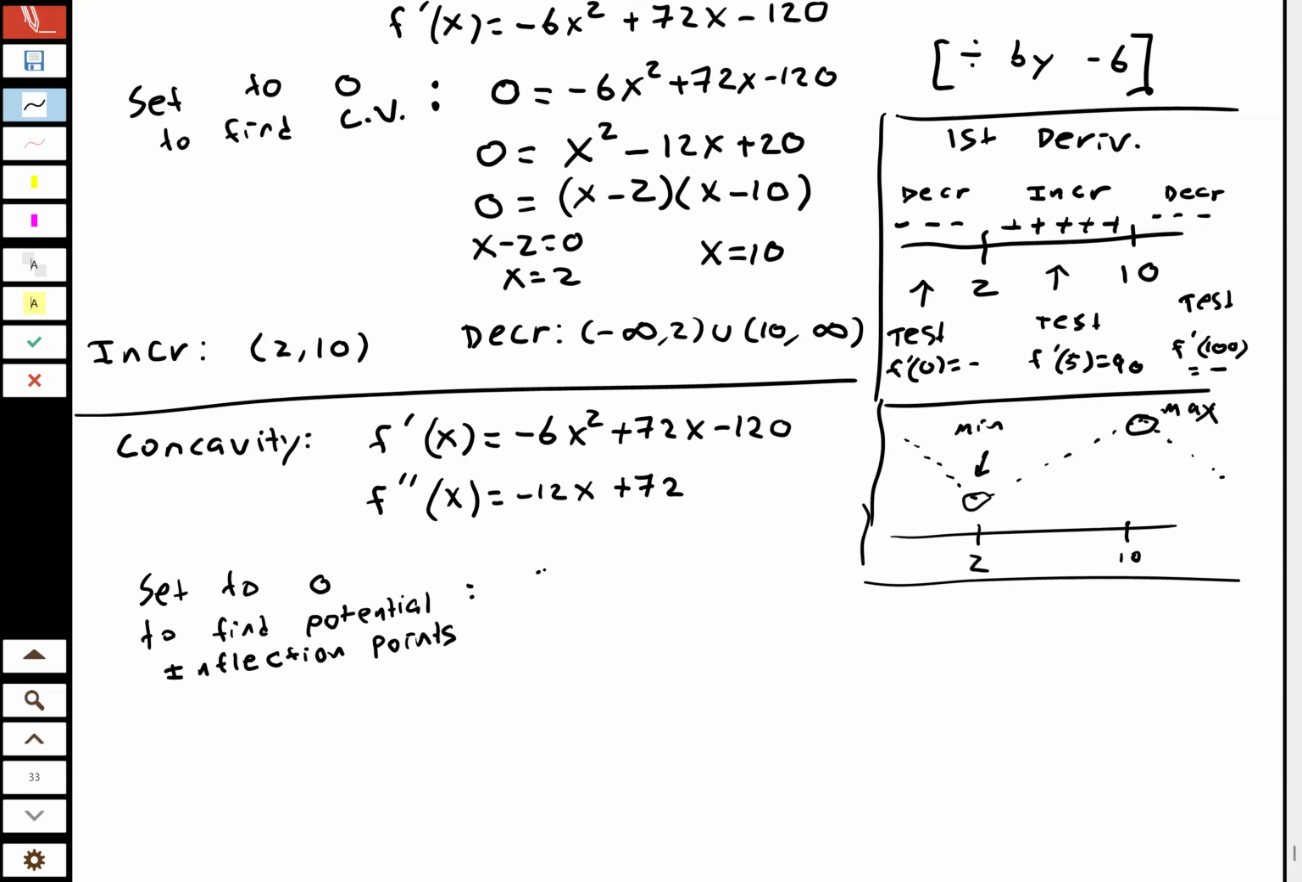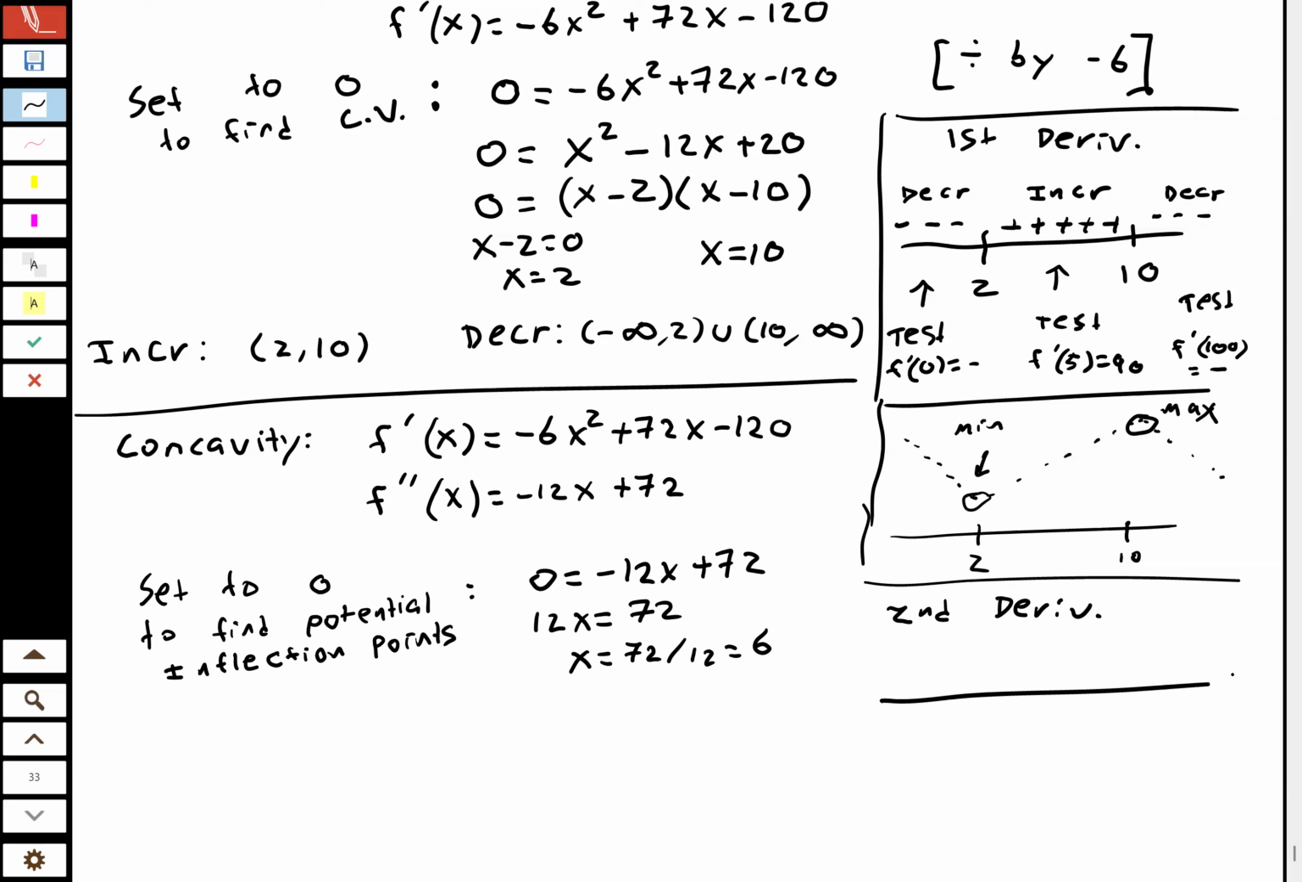So I have 0 equals negative 12x plus 72. I get the x over on the left side by adding it. I divide by 12. That gives me an x value of 6. So for the second derivative, something really interesting is happening at x equals 6. Let's do some test points.